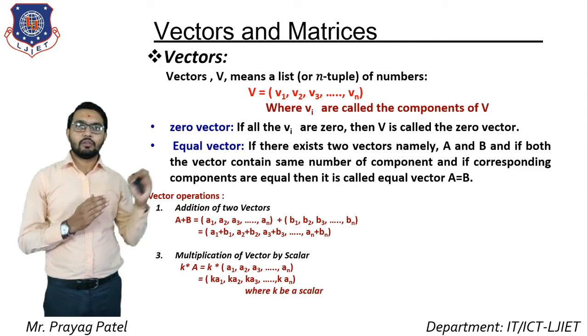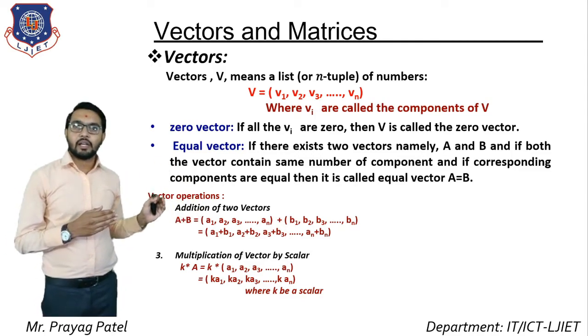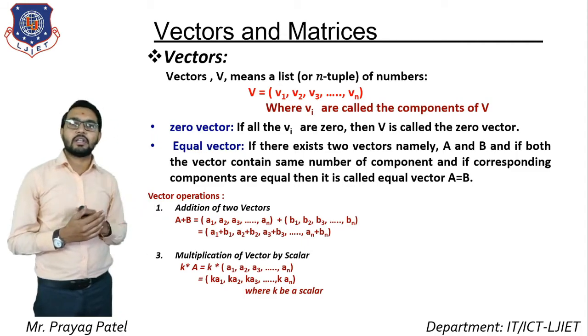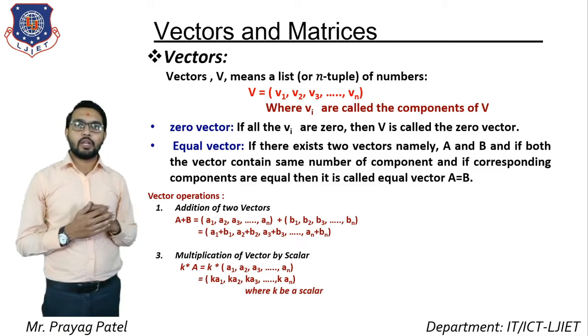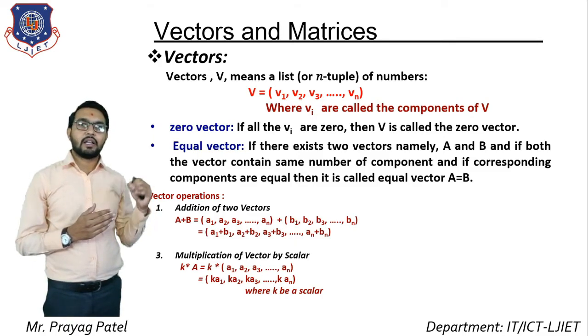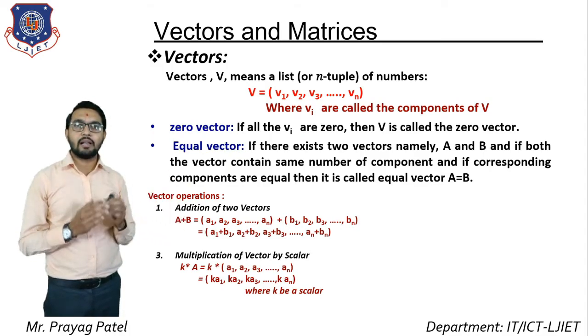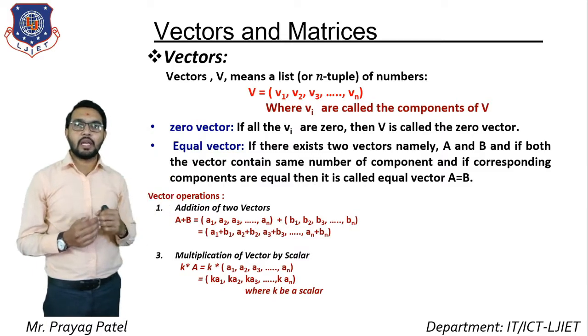Now, many operations can be performed on vectors. First is the addition of two vectors. The first vector is A1, A2, A3 up to An, and the second vector is B1, B2, B3 up to Bn. The addition of these two vectors is A1 plus B1, A2 plus B2, up to An plus Bn.